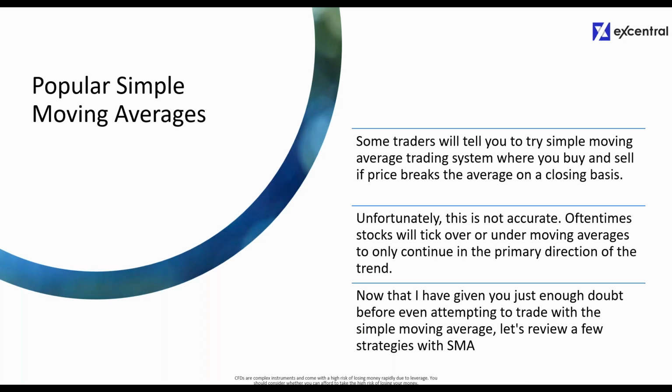Some traders will tell you that simple moving average trading is where you buy and sell if the price breaks the average on a closing basis. That's what I'm talking about, the green light, red light. We only use it for clues. Don't ever use it for a buying or selling system, because unfortunately this is not accurate. Oftentimes stocks will tick over or under the moving average only to continue the primary direction of the trend.